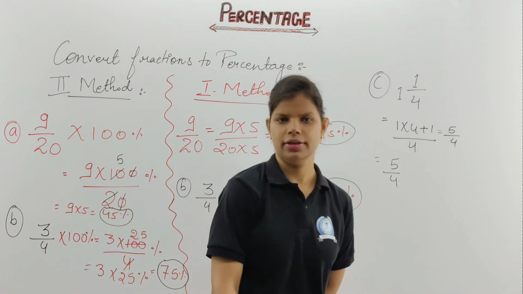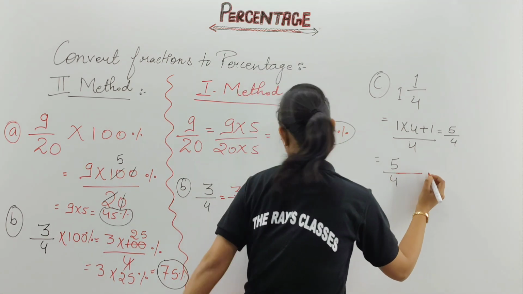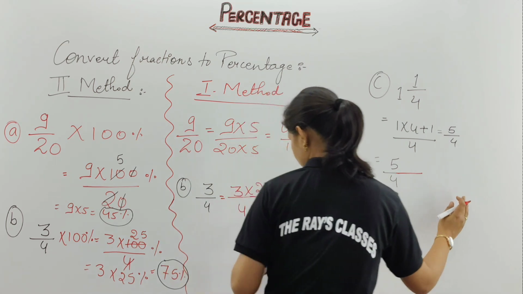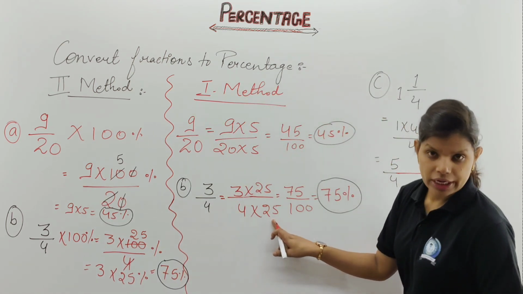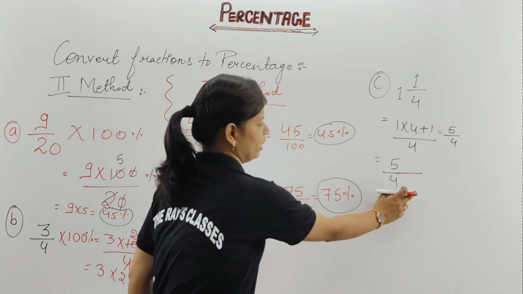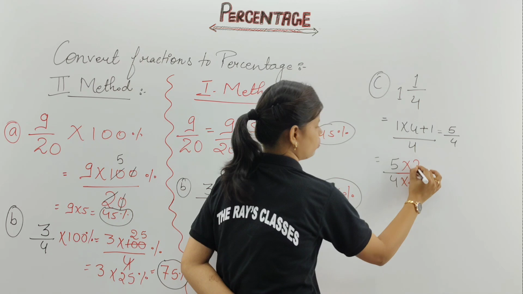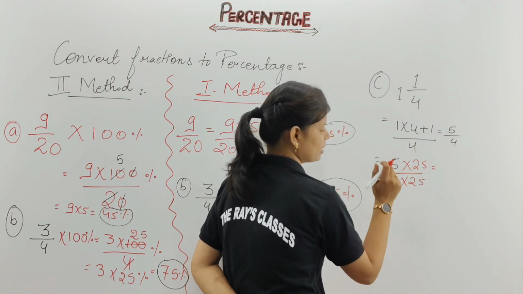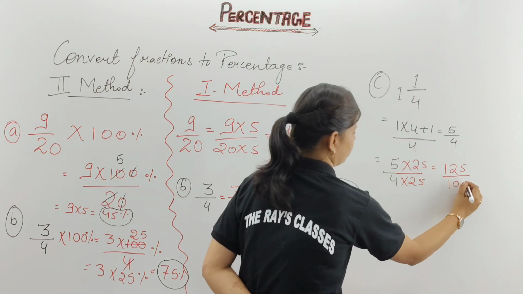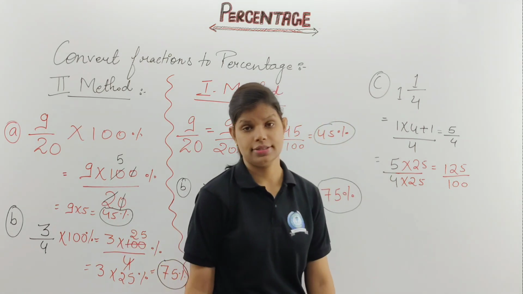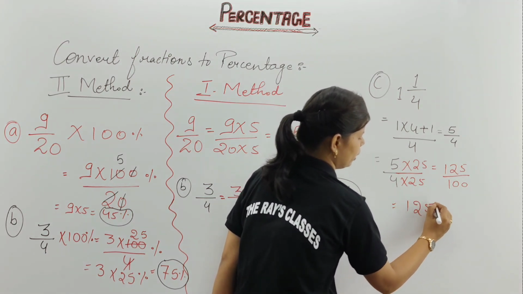Same method we are going to apply. So which number you are going to multiply to make it 100? Here if 4 is given, you have multiplied with which number? You have multiplied with 25. Then here also you are going to multiply with the same number, 4 with 25 and 5 with 25. Your answer is what? 125 upon 100. Again, confusion arises. When you have to convert into percentage, directly your answer will be 125%.